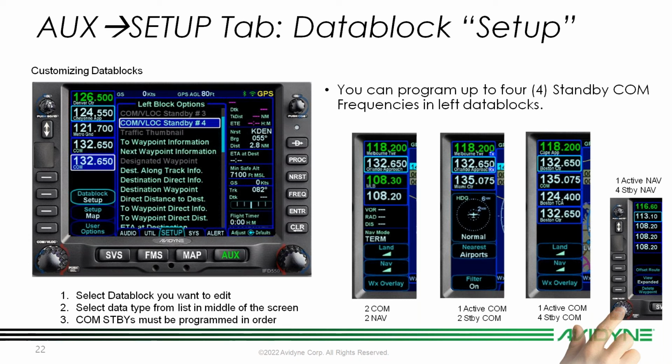Now, customizing your data blocks goes a little bit more into it, especially with your COM and VLOC. You can program up to 4 different standby COM frequencies in the left data blocks. If you were here for, I believe it was my IFD Basics webinar, I talked about this a little bit more in depth. Of course, your frequency swap button is now going to be a button that toggles through all of your standby frequencies, essentially. If we just had the standard active and single standby, it would flip-flop between the two. But if we had more than just that active and standby, it would then toggle through our list of blocks as well.